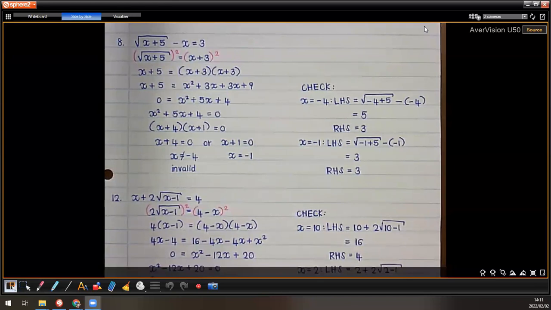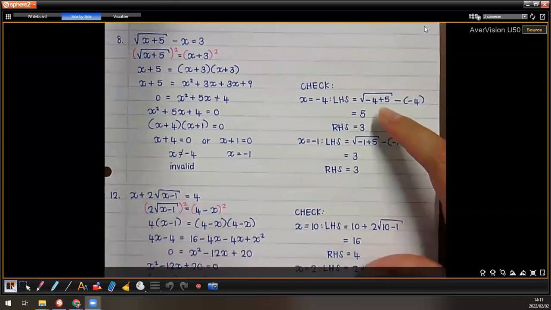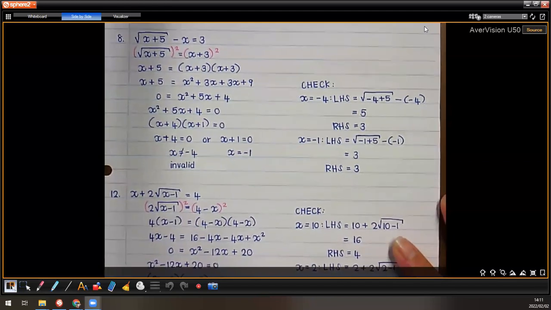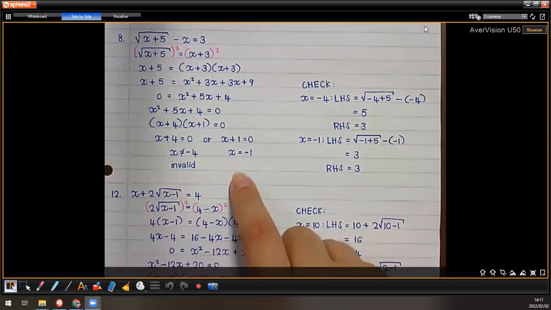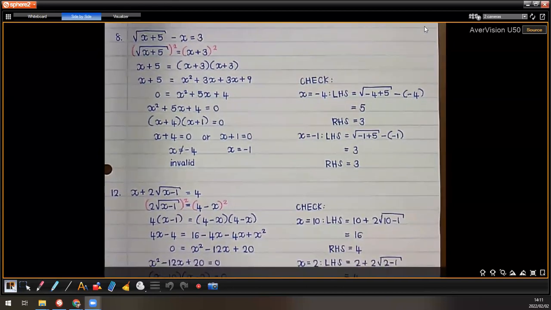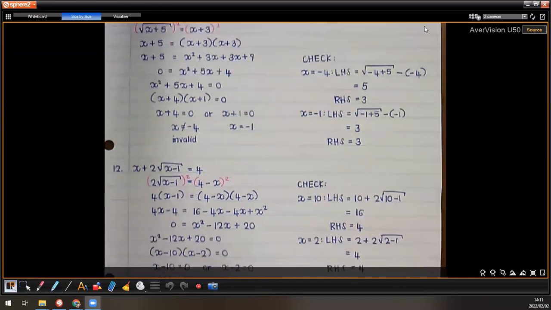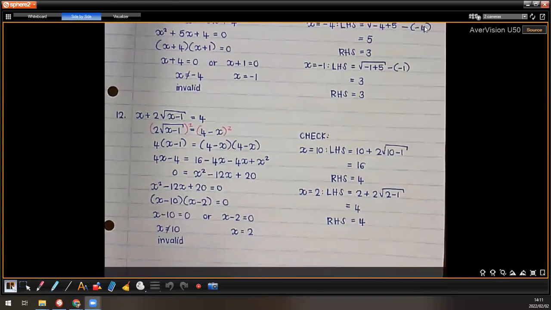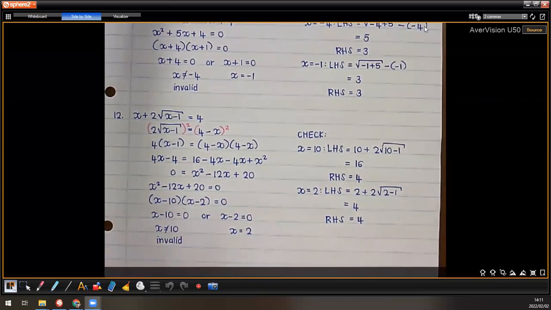Then you can see I did write my check for this one. So on the side there, with x equals -4, I got 5 on the left, 3 on the right. So that obviously doesn't work, and -4 is invalid. And when I sub in -1, you can see that I got 3 for both sides. Any questions? If you missed some of the lines there in question 8, you can ask me.